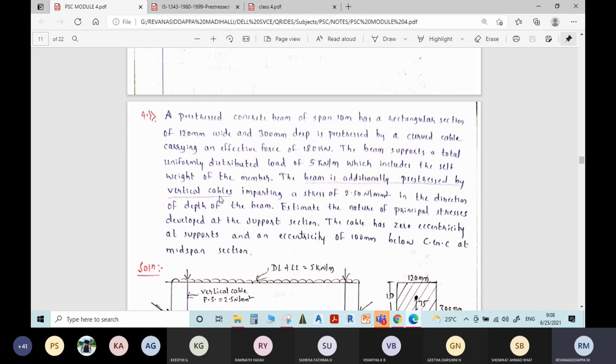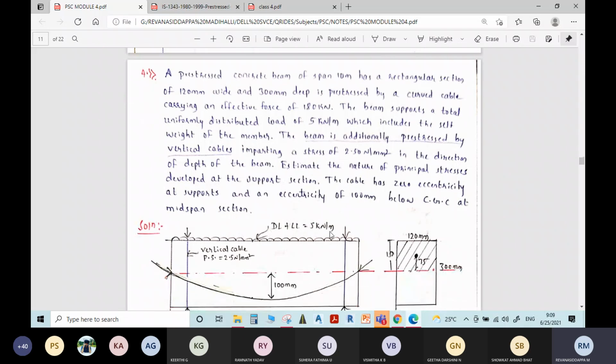Okay, just go through the problem. Here the vertical pre-stress is also given. A pre-stressed concrete beam of span 10 meter has a rectangular section of 120 by 300. It is pre-stressed by a curved cable carrying an effective force of 180 kN. The beam supports a total uniformly distributed load of 5 kN per meter, which includes the self weight of the member. No need to calculate the self weight. Including self weight, the total load acting on the beam is 5 kN per meter.